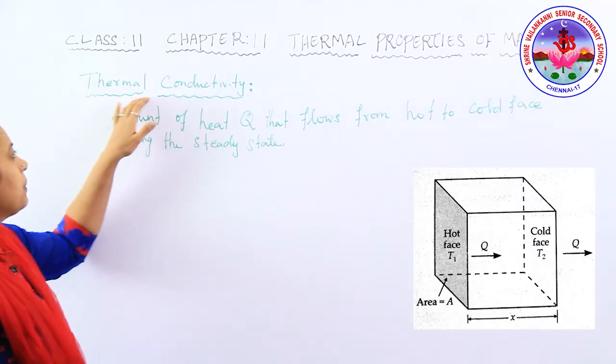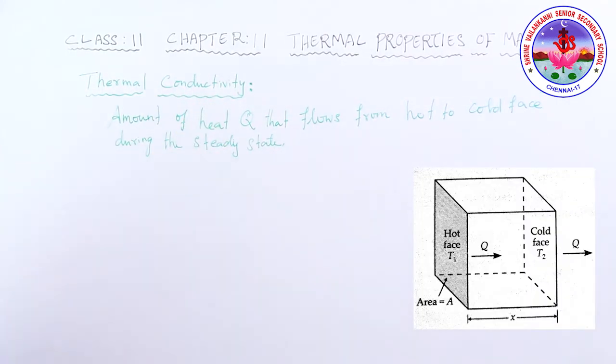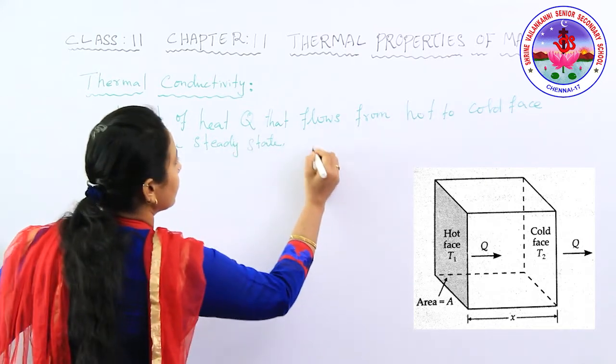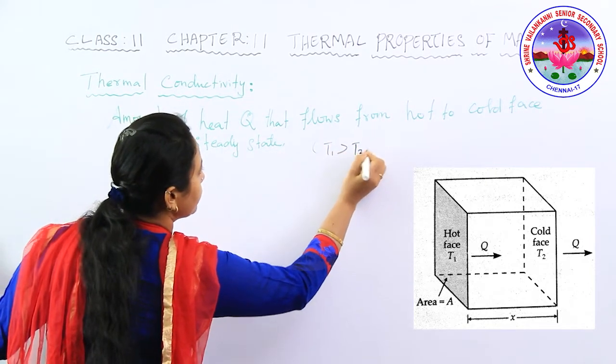So the next one is thermal conductivity. See the diagram, students. You are seeing a block of material of cross-sectional area A and thickness X. Suppose its opposite faces are at temperatures T1 and T2. The hot face we have taken as T1 and the cold face as T2, with T1 greater than T2.